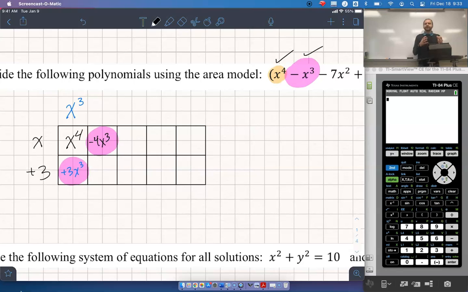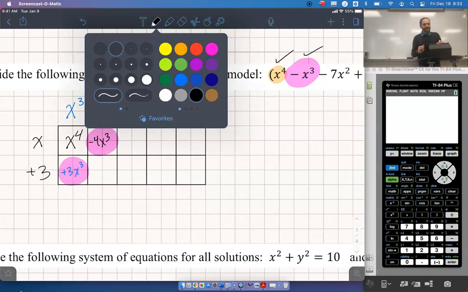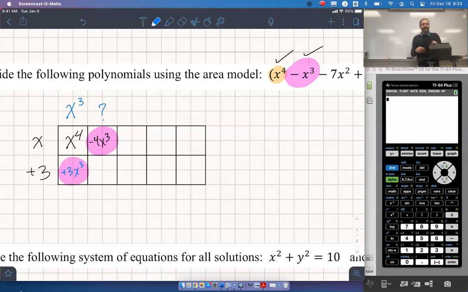Well, now we're at the same place we were on the previous column. The previous column had that x to the fourth. Well, I can figure out the top now. I know x times this is going to give me negative 4x cubed. So that has to be a negative 4x squared.